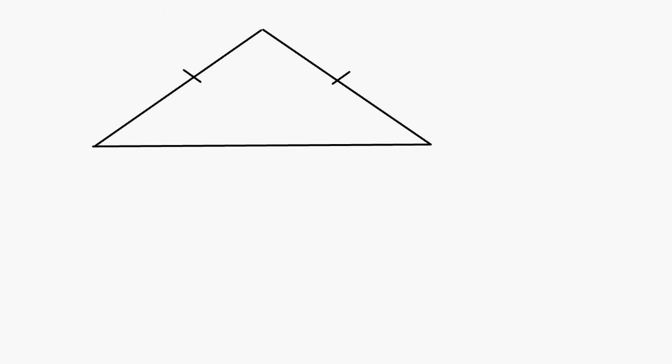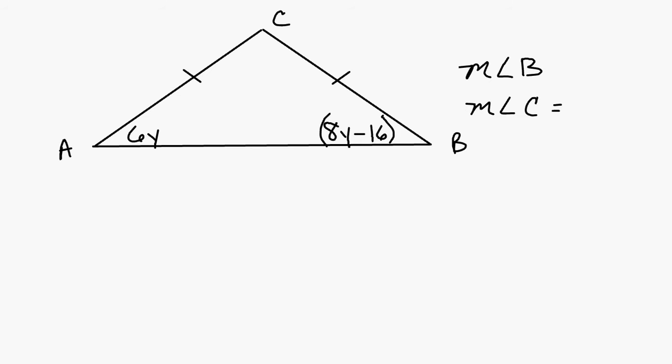What if you got an isosceles triangle and one base angle is 6y and the other base angle is 8y minus 16? Let them equal each other. They're equal to each other, aren't they? So say this is angle A, B, and C, and they want the measure of angle B and the measure of angle C. What's 6y going to be equal to? 8y minus 16.